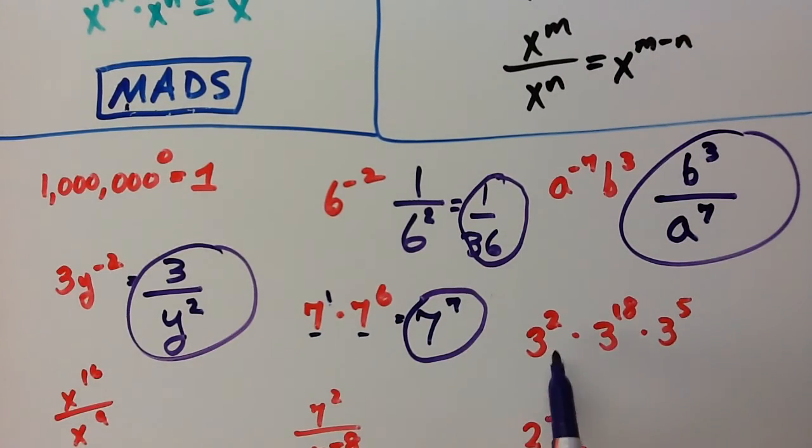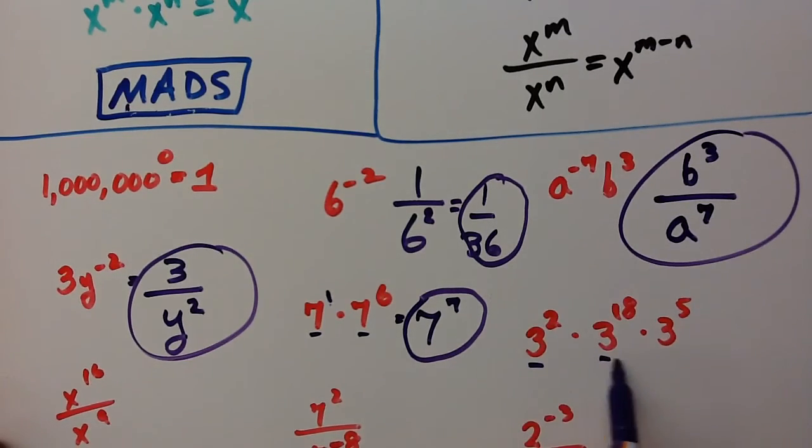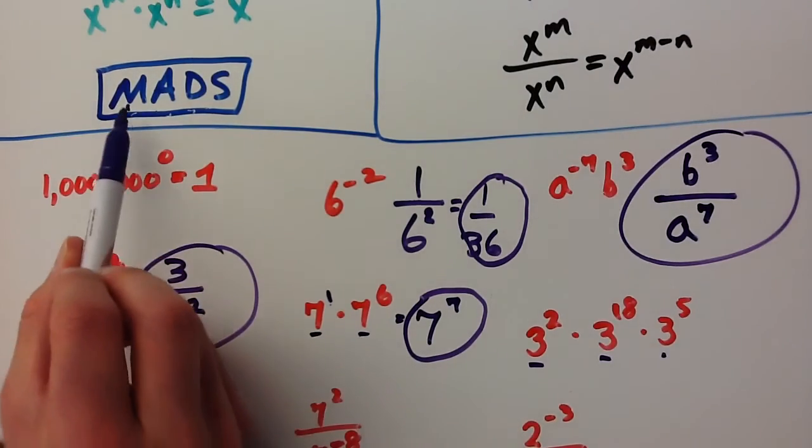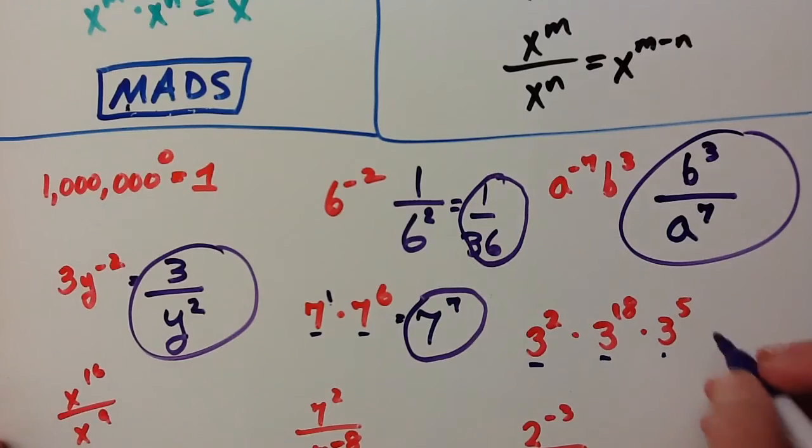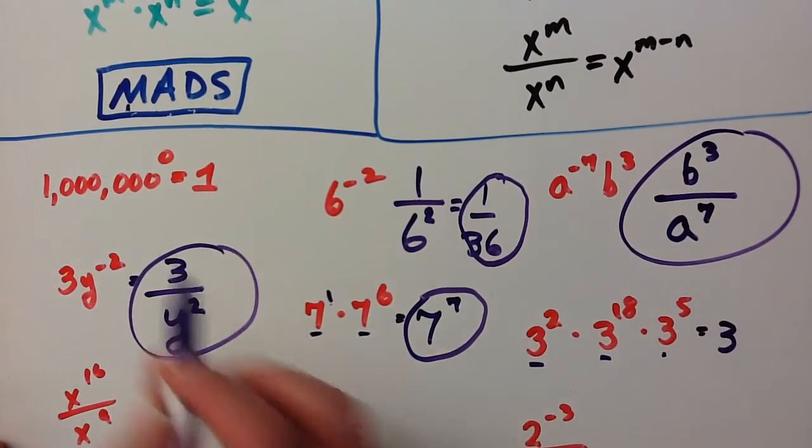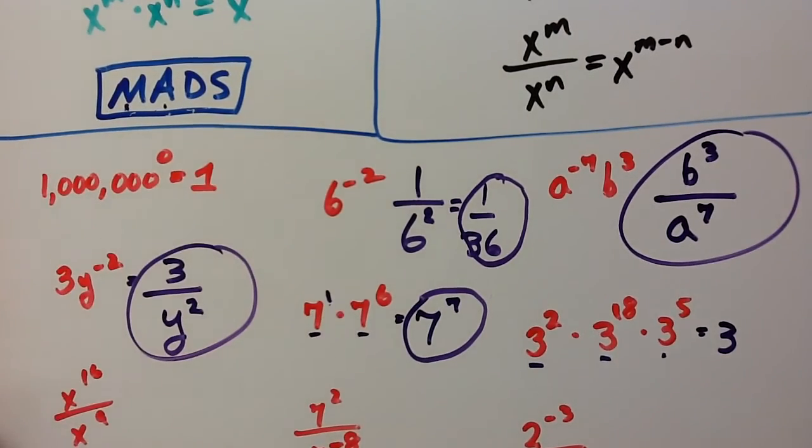Next example, we have 3 squared times 3 to the 18th times 3 to the 5th. Again, we're multiplying powers with the same base, right? The base is 3. So I can use MADS. When multiplying powers with the same base, I keep that base of 3. I keep the base and I add the exponents.